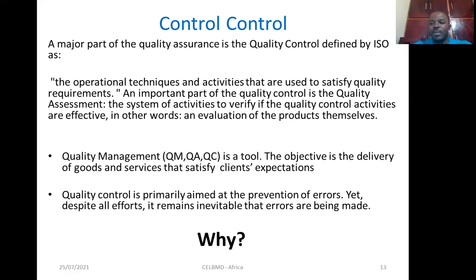Why is that so? How can organizations invest this much in quality control, quality assurance, and quality management? How can they be delivering products and services that very often meet clients' expectations, but yet inevitably end up with products and services that clients can criticize, that clients may not find fulfilling enough? How is that possible?